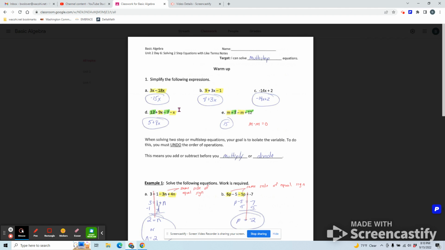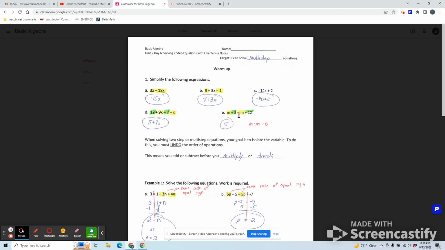So I want to draw your attention to letter E, where it says m plus 3 minus m plus 12. So my like terms are the m and the negative m. Now remember, you're taking that sign that's in front of it. You maybe think, well, Mr. Slover, that doesn't say minus, it doesn't say negative, it says minus. Well, think of a minus as a plus negative. They mean the same thing.